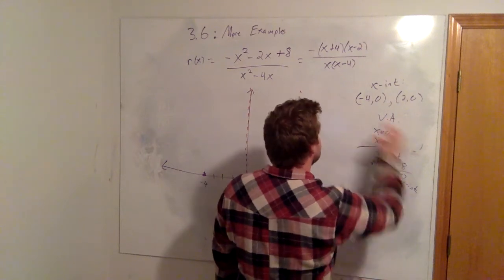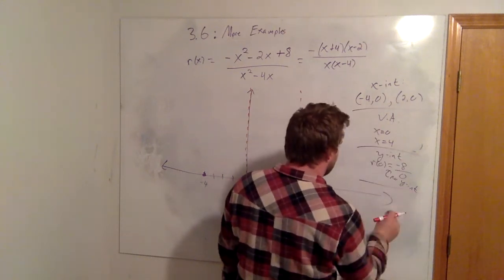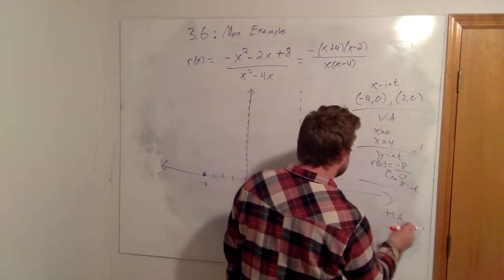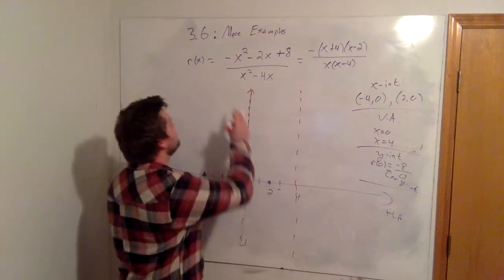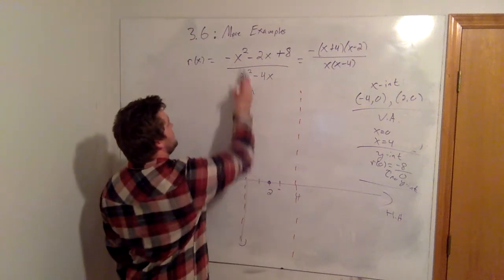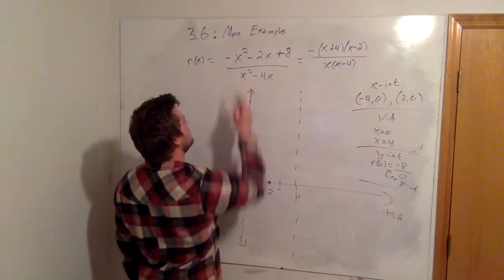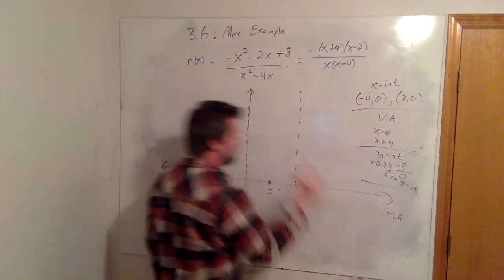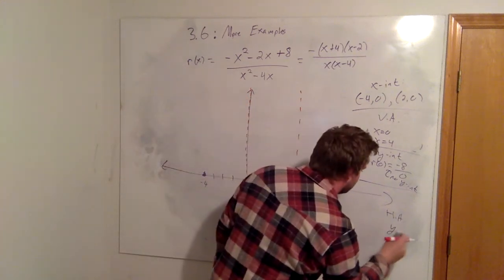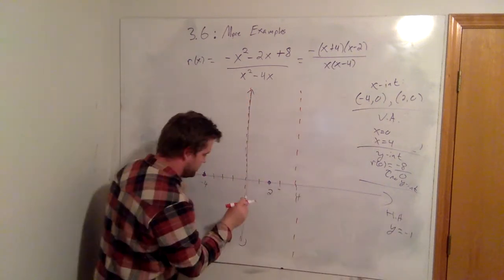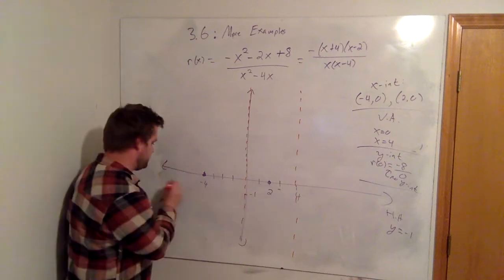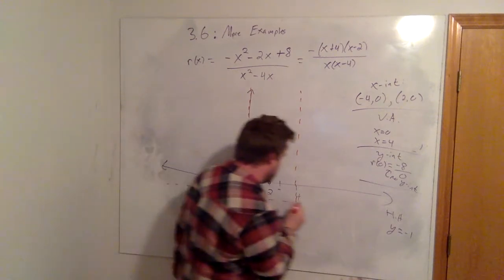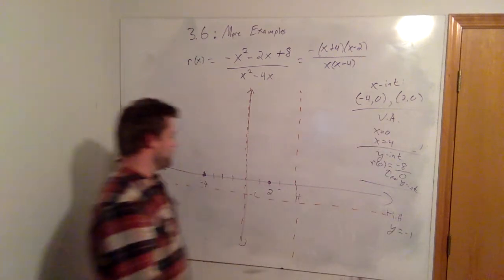Let's talk about our horizontal asymptote. Okay, a horizontal asymptote. Well, they are tied in the war. They're both second-degree polynomials, so they'll settle on the ratio of their coefficients, which would be -1 over 1. So the horizontal asymptote will be y equals -1. So here's -1. Okay, let's go ahead and draw our horizontal asymptote.